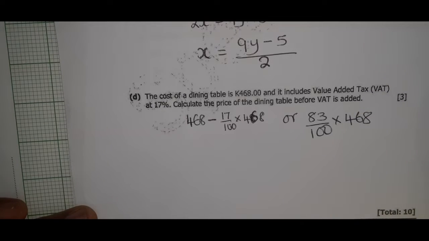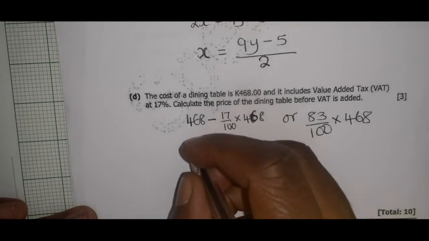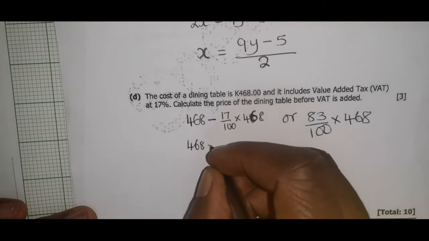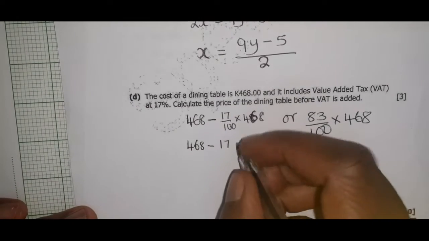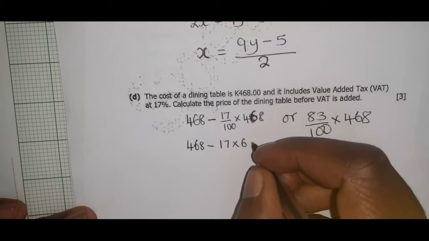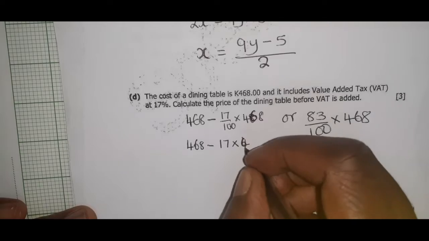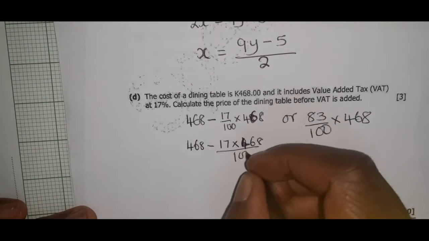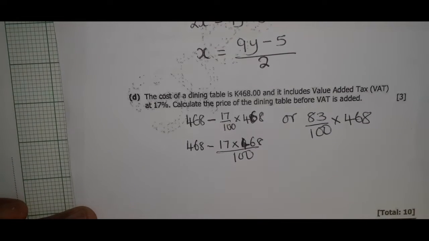So then we can work out these amounts and see what we're going to get. In this case, we need now to say 468 minus 17 multiplied by 6 multiplied by 468 over 100. What do you get? Okay, so we can do that.